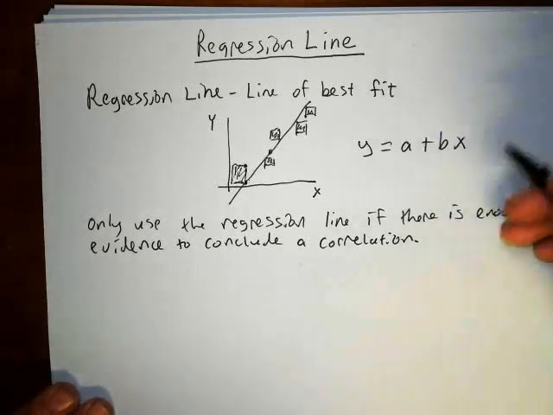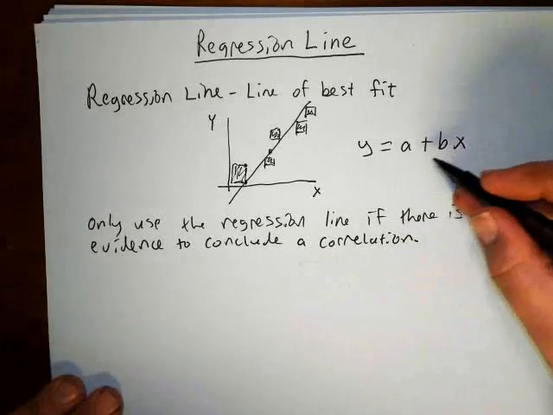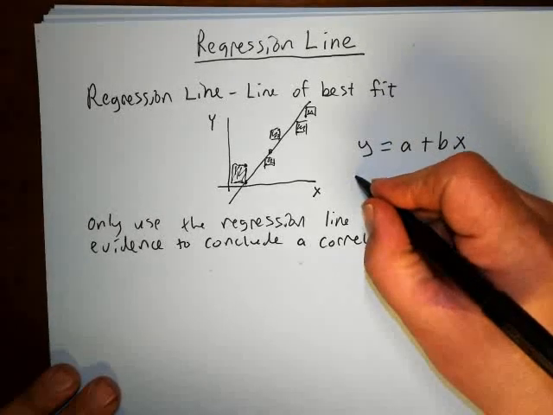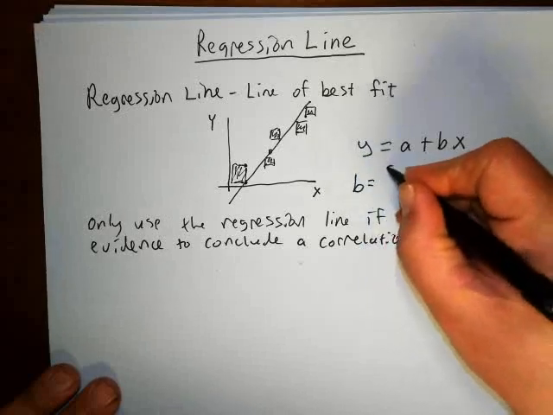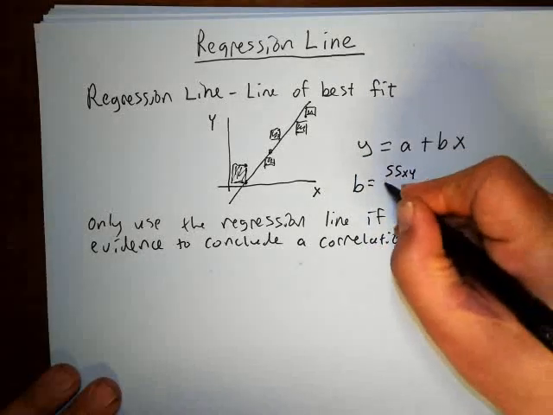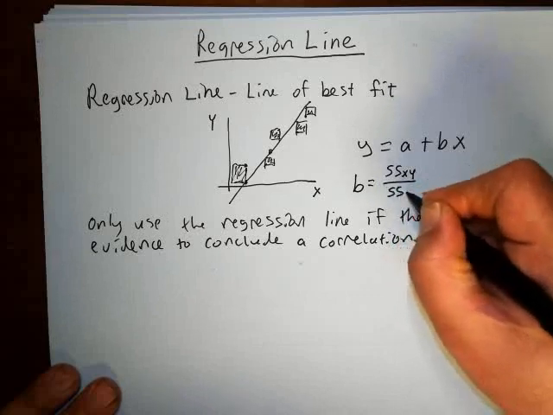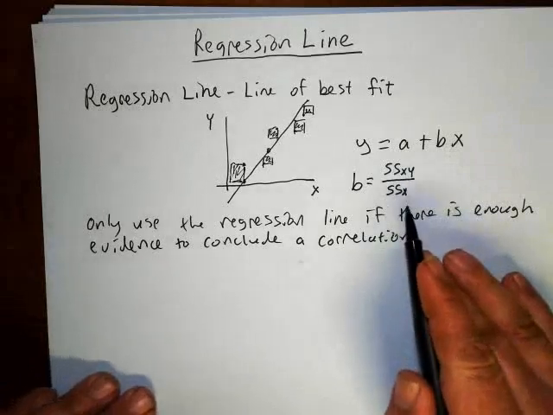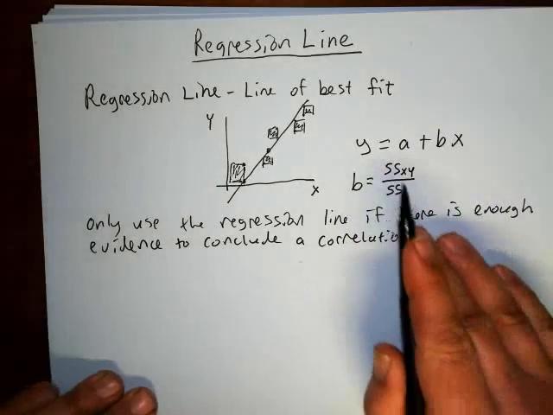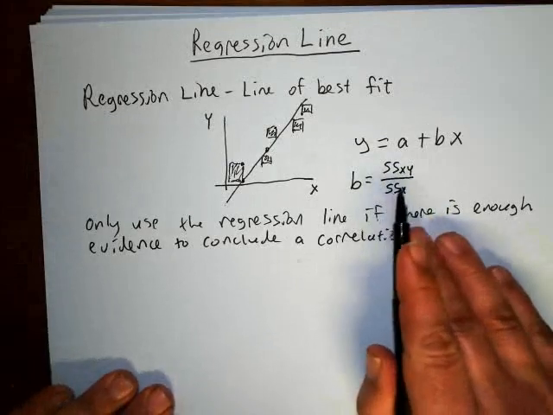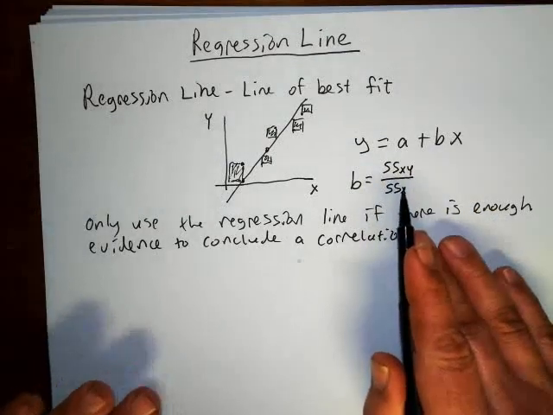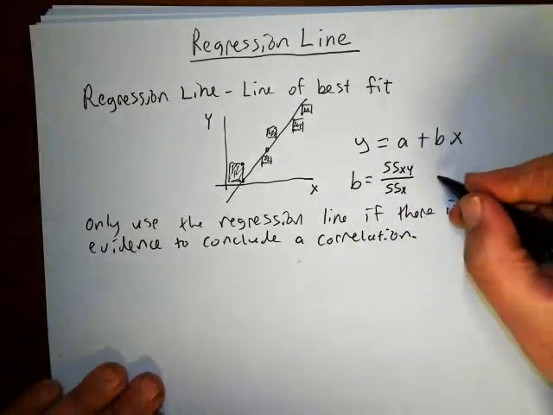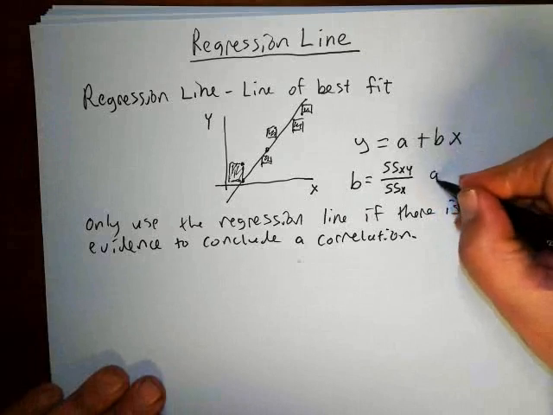And then the formulas here, I'm going to teach you some. This is different than the ones in the book. This is a lot easier. The formula for B is just SSXY divided by SSX. We've already learned how to calculate these SS's, and in fact, to calculate R, you already have calculated those SS's. So this is a really easy way of calculating B, and it's much simpler than the formula that's given in your book.